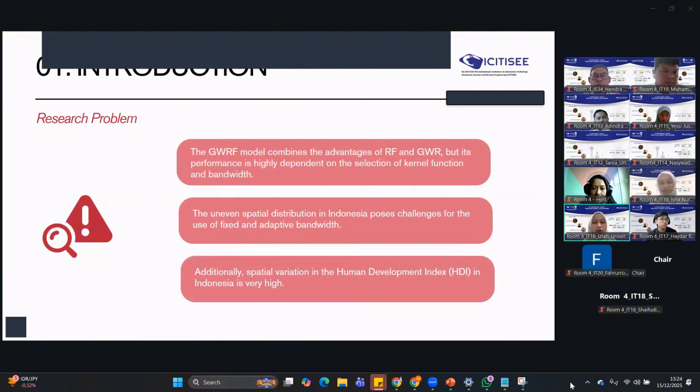And the research problems are, the first one is, the GWRF model combines the advantages of random forest and geographically weighted regression, but its performance is highly dependent on the selection of kernel function and bandwidth. Secondly, the uneven spatial distribution in Indonesia poses challenges for the use of fixed and adaptive bandwidth. Additionally, spatial variation of the Human Development Index, or HDI, in Indonesia is very high.